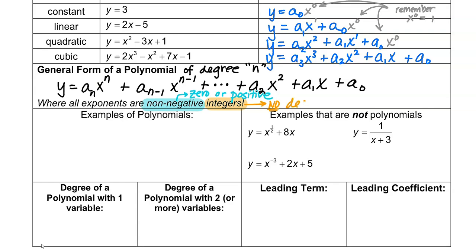decimals or fractional. Now remember we're talking about exponents here. So we're only going to have positive numbers in the exponents or 0, and there will be no decimal or fractional exponents.